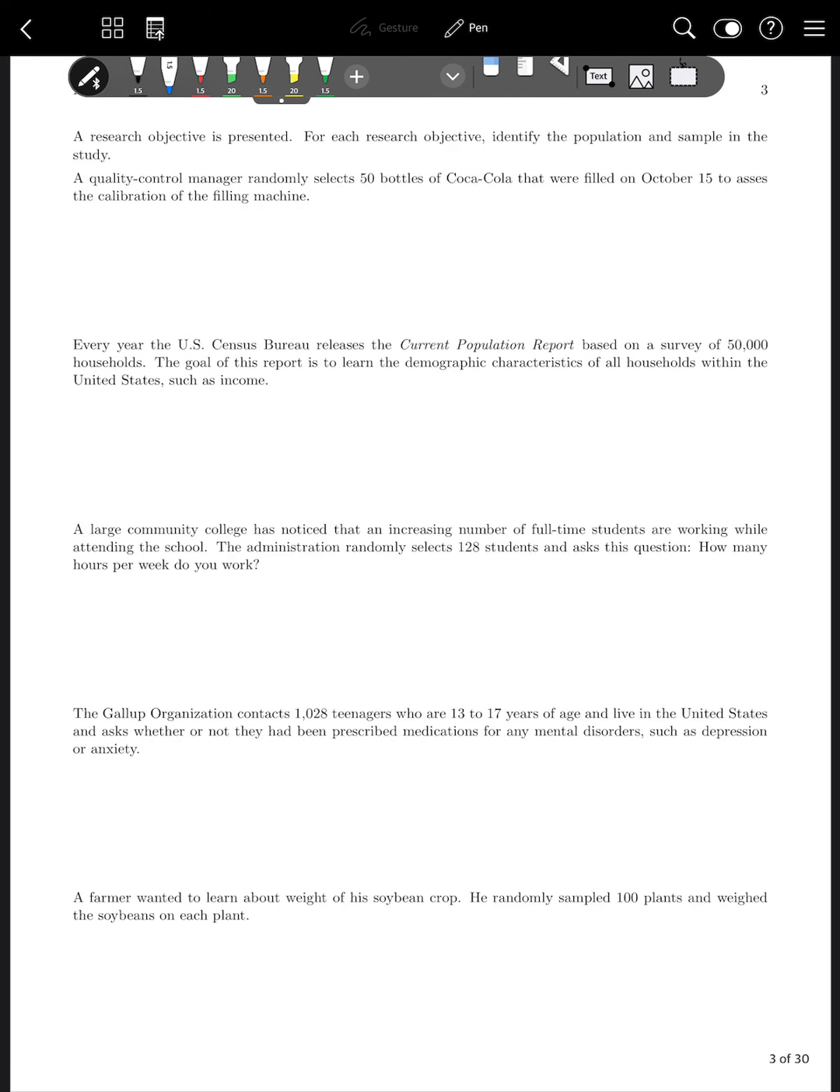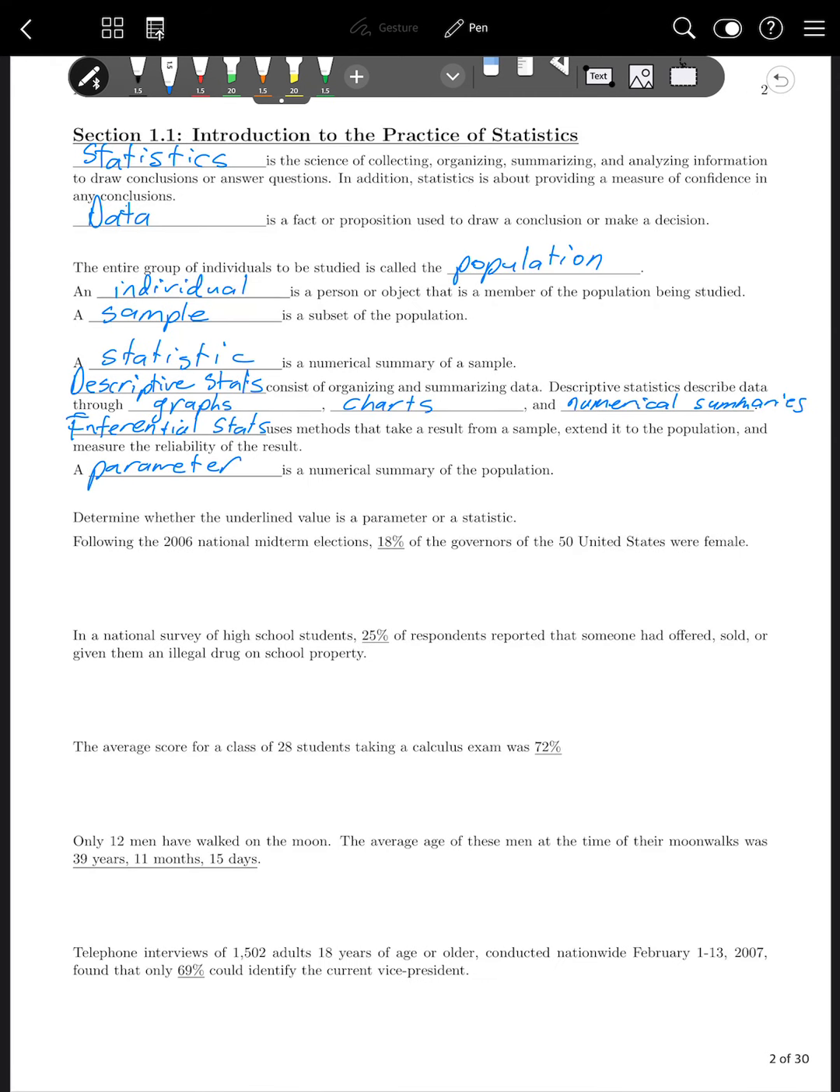So what we're going to do now is we're going to do a couple problems together, and then I'm going to have you pause the video and try a few of these on your own, and then we'll go through the answers. So the question is, is the underlined numerical value a parameter or a statistic? So does it refer to a population or to a sample?